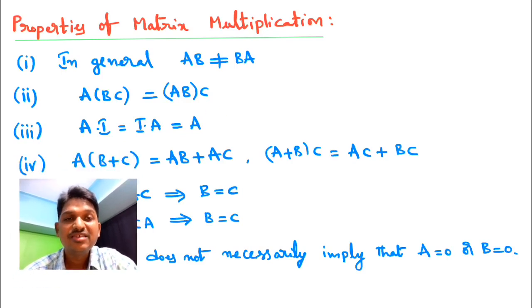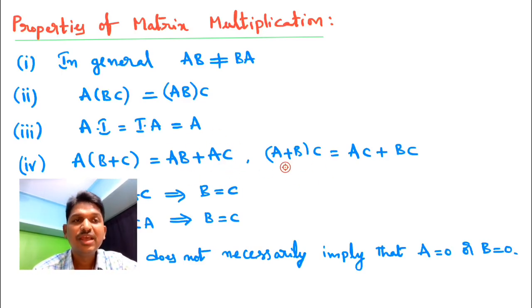Okay, this is known as the distributive law. A into B plus C can be written as AB plus AC, right? All these things we can verify with an example. Or else, if it is like this, A plus B into C, that can be written as AC plus BC.